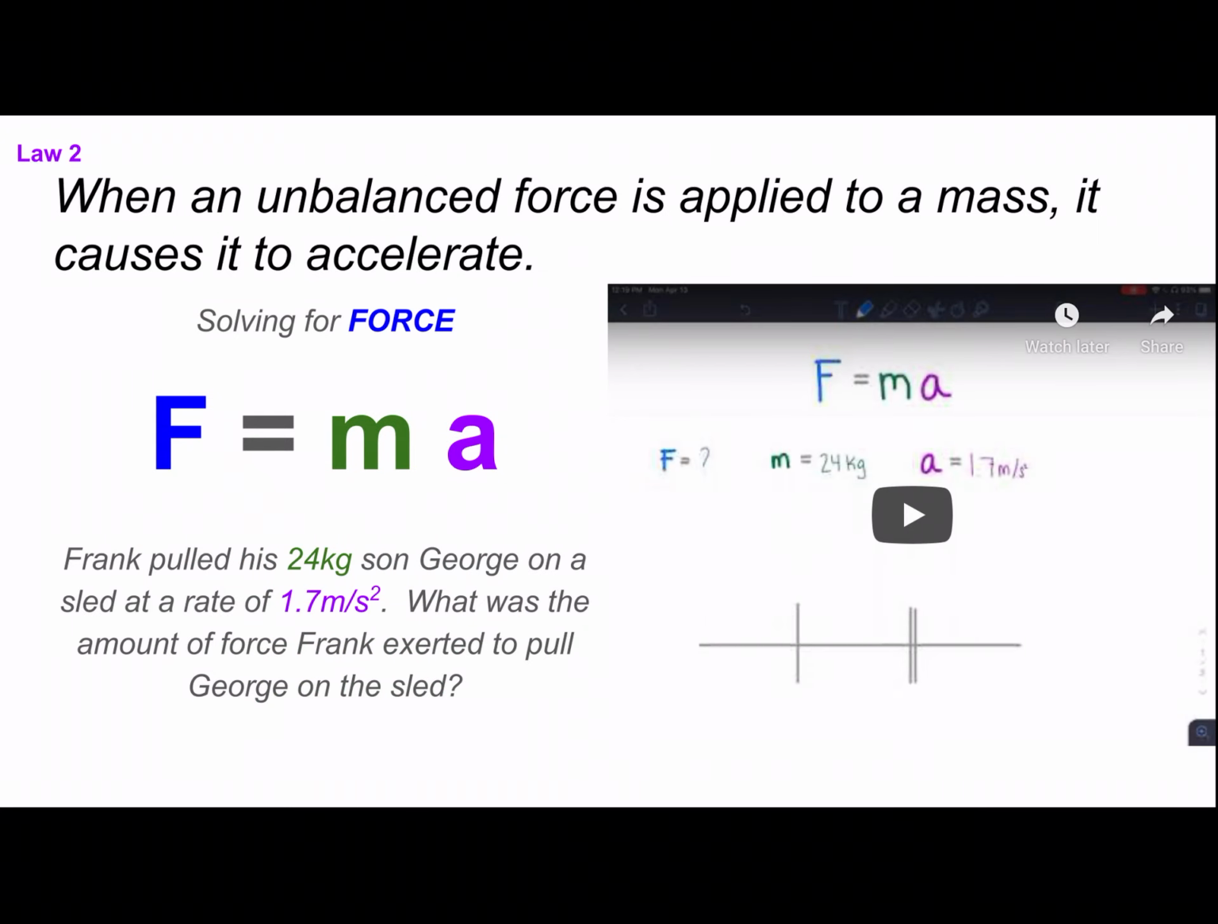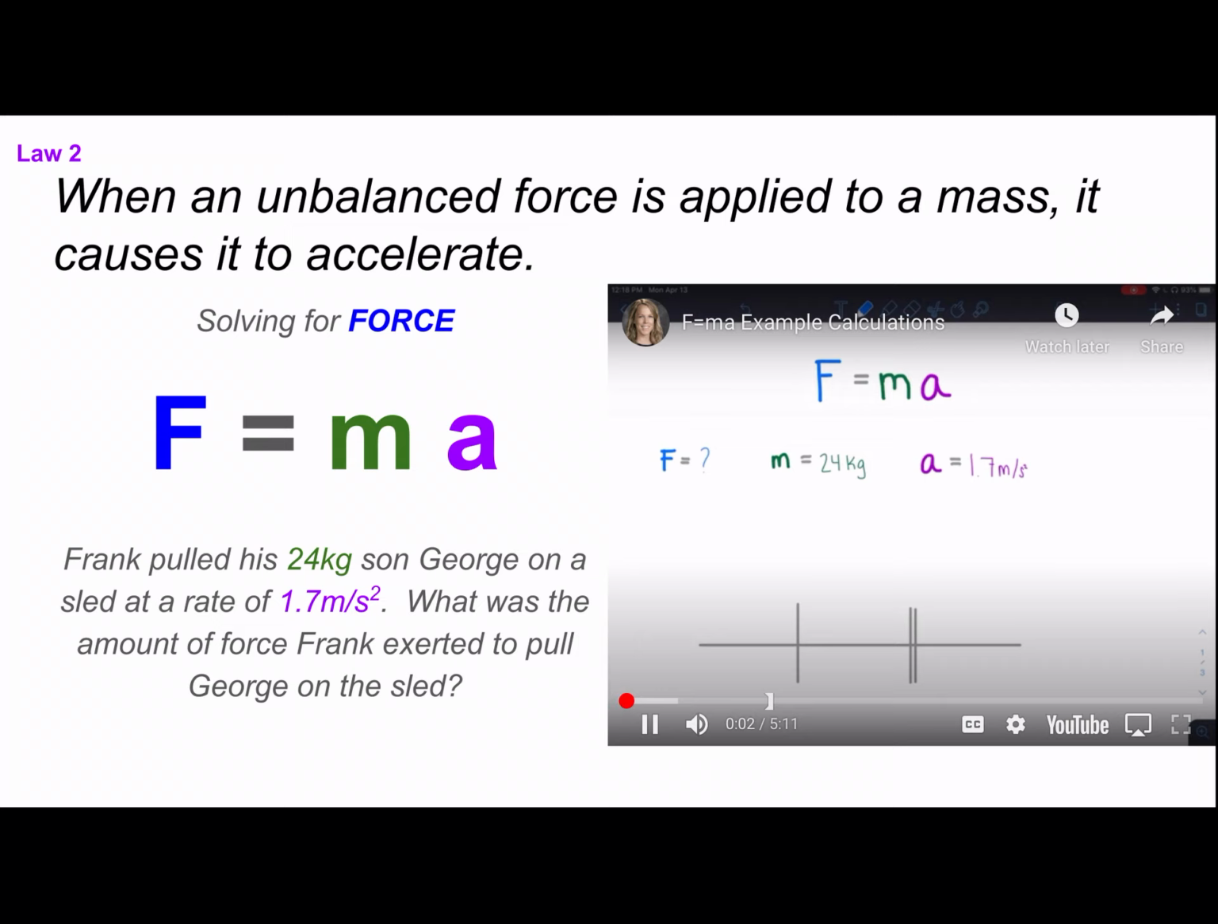All right, we're going to go through an example calculation for solving for each variable of this equation. Frank pulled his 24 kilogram son, George, on a sled at a rate of 1.7 meters per second squared. What was the amount of force Frank exerted to pull George on the sled? I want you guys to try pausing your video and calculating the force given this mass and acceleration. When you're ready for the answer, press play.